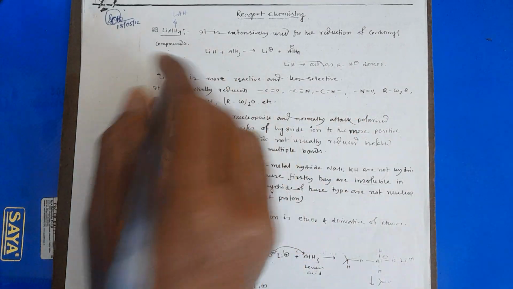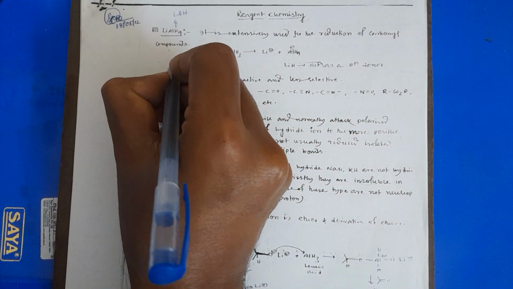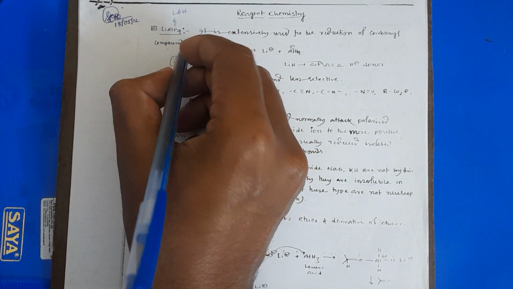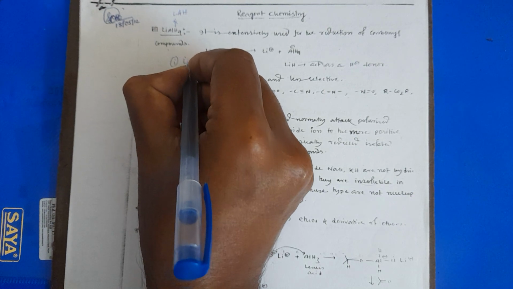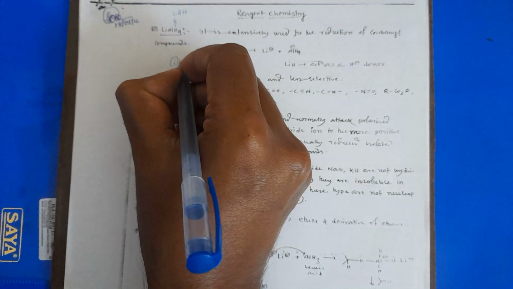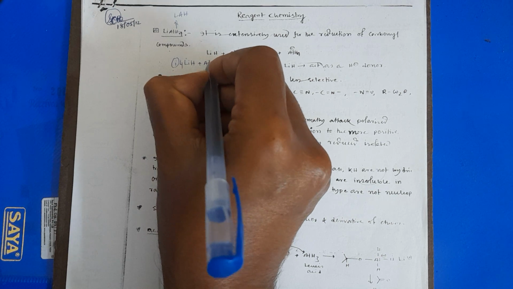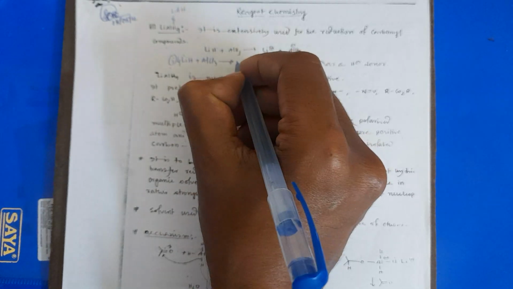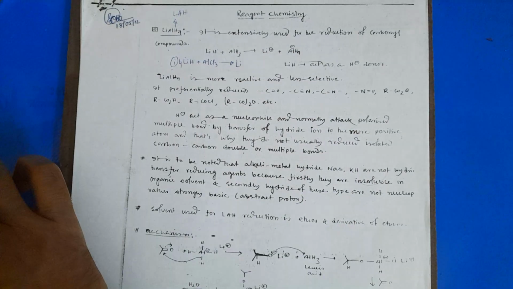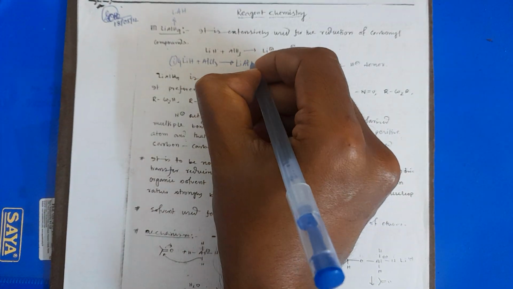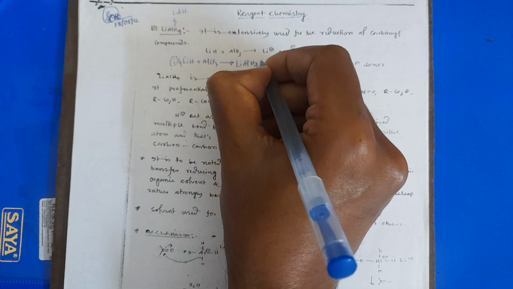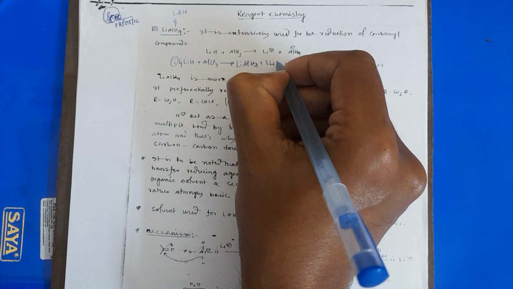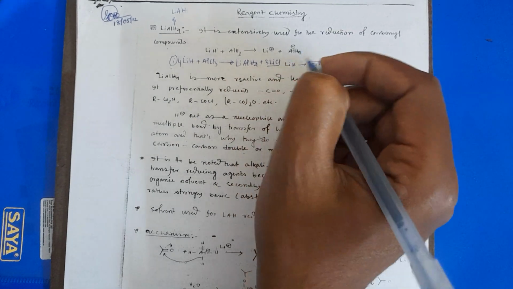One important method for the preparation of lithium aluminum hydride is, if you treat lithium hydride in presence of aluminum chloride, definitely it provides the desired product, lithium aluminum hydride, along with 3 equivalents of lithium chloride salt as a byproduct.